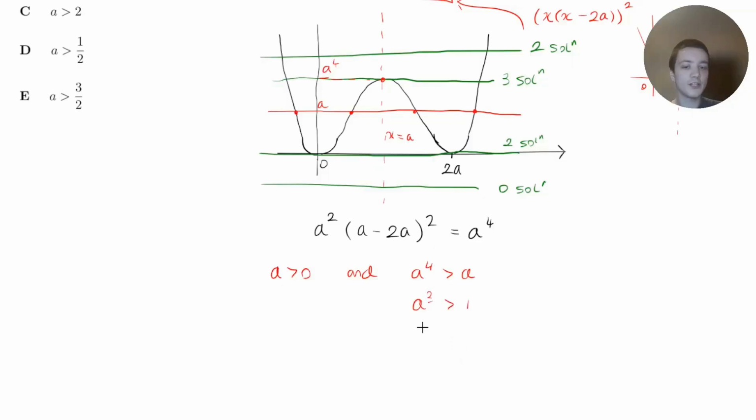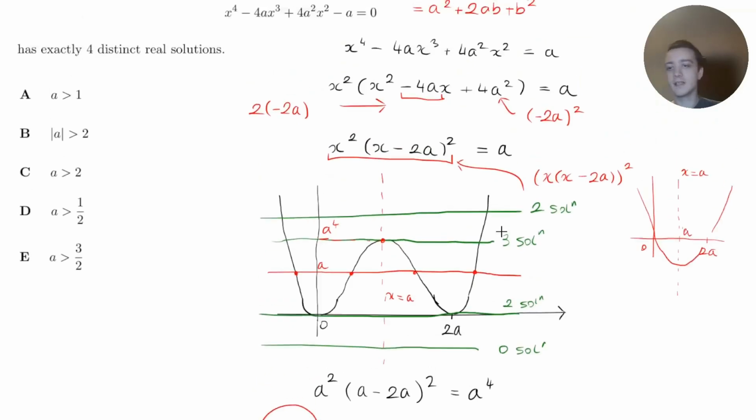And since 3 is an odd number, we can actually take cube roots, and this is equivalent to a being bigger than 1. Now, we did also have this extra condition that a must be bigger than 0, but we can see that this over here takes care of that. If a is bigger than 1, then it's also bigger than 0. So we don't need that extra condition anymore. And our final answer is a is bigger than 1. So that means that the answer is option A.